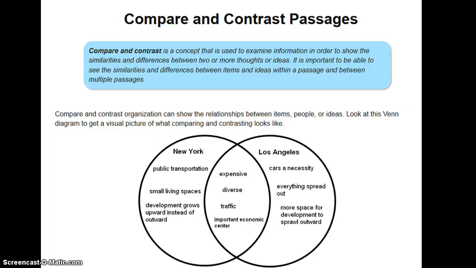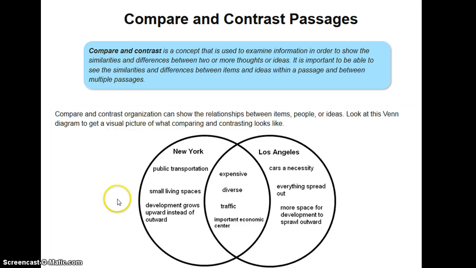Look at this Venn diagram to get a visual picture of what comparing and contrasting looks like. I'm pretty confident at this point you guys have seen many Venn diagrams and have probably completed at least 50 of them in your school career, so this should not be new. On the bottom left here you can see we have New York City, and on the bottom right is Los Angeles. Each circle represents the city, and where the circles overlap, this is where the two cities have things in common. This is what a Venn diagram does.